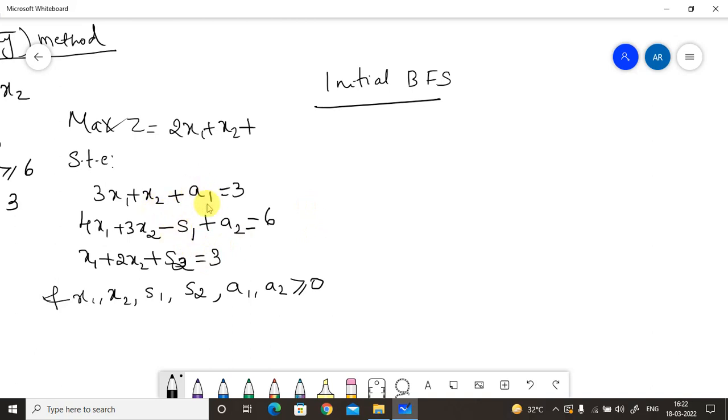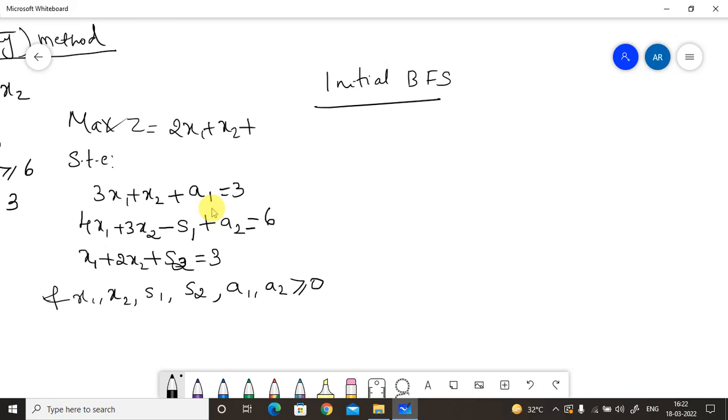So whenever it appears here, we have to check how many basic and non-basic variables we have. We have two non-basic variables, that is x1 and x2, and also we have one basic variable, that is s1. So we have to make all these variables, that is x1, x2 and s1, equal to 0. This particular equation we are not considering because there is no artificial variable.